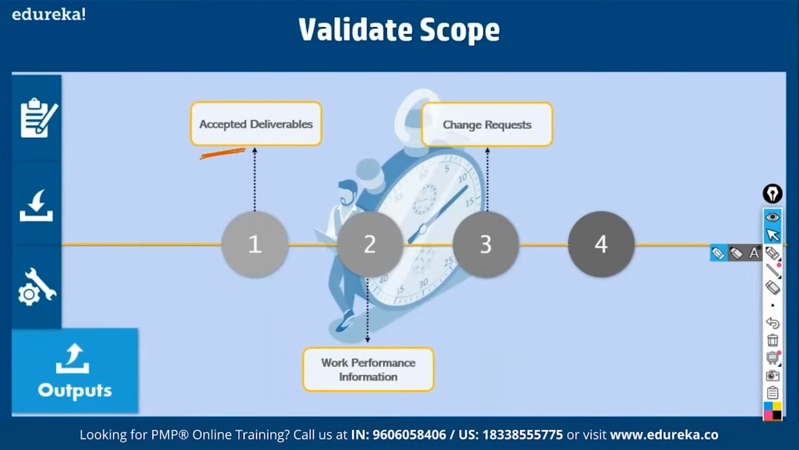Then change requests. If the customer gives you sign off, it is fine. But if he asks you to redo it, if he says some defects are there, then we have to generate change requests. A change request is a formal request through which you ask for extra time, extra money, extra people, whatever it is. You have a change control board in the organization that goes through a change request and approves it. So if your deliverable is not accepted by the customer, you have to do some defect repairs, generate a change request, and get it approved. The project documents also get updated in this process. This is called validate scope.